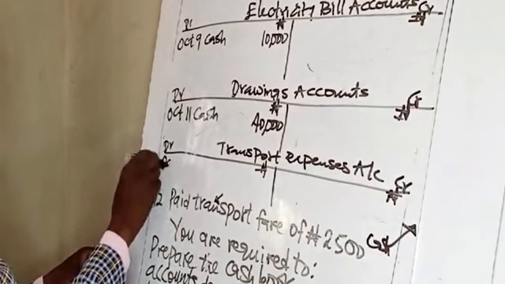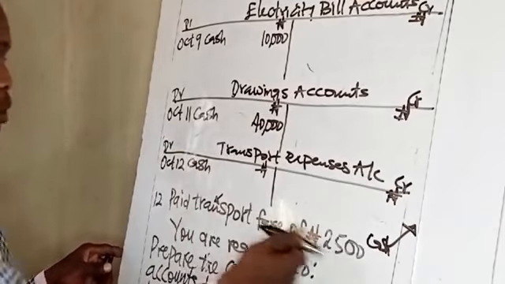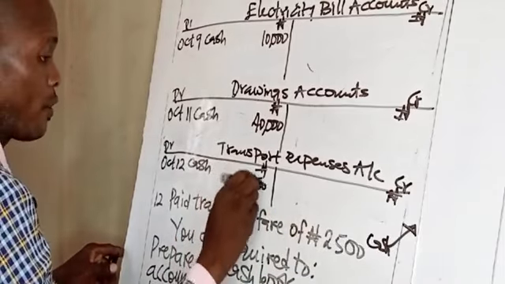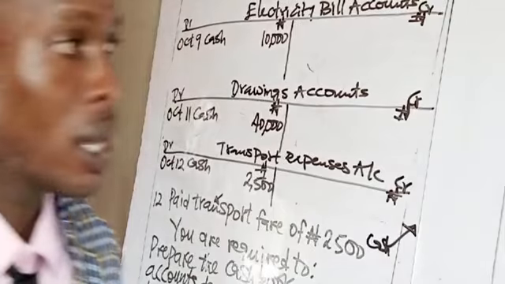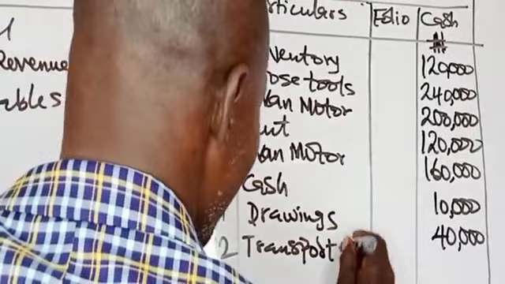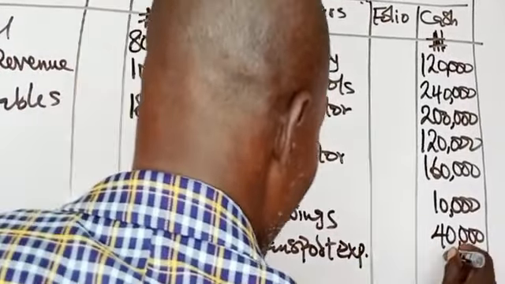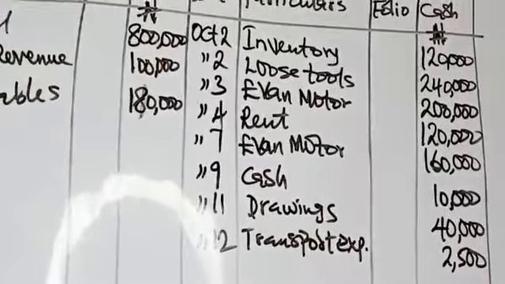So which is October 12th. So you debit transport with 2,500. So you credit cash with 2,500. That is October 12th. So you put transport. The amount involved is 2,500.